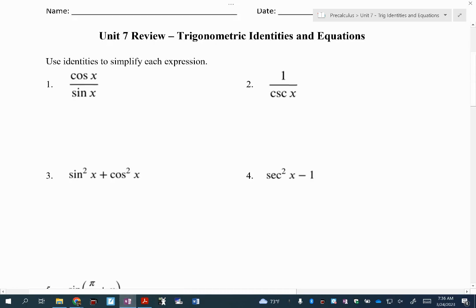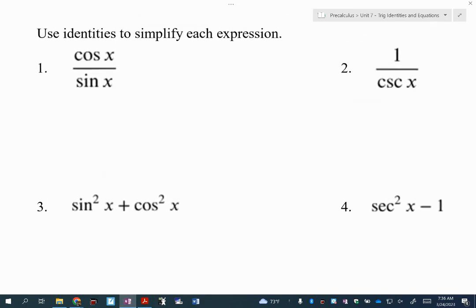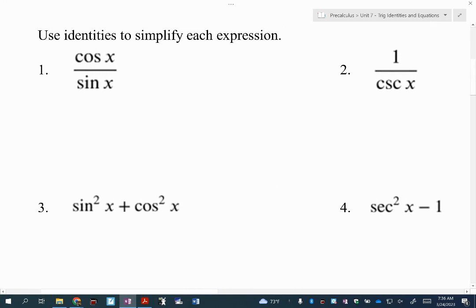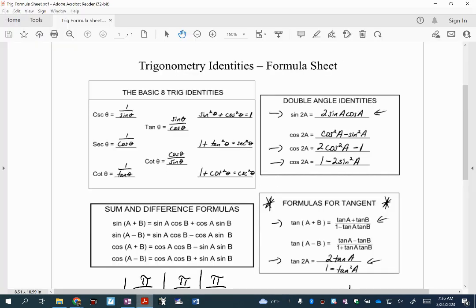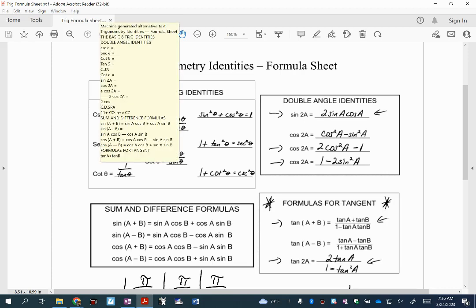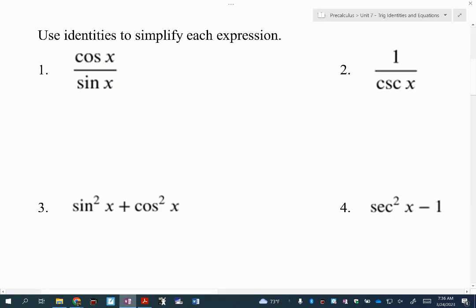All right, so the first one says, use identities to simplify each expression. So this actually is one that you will have been tested on already. All right, so if you look in the basic 8 trig identities here in kind of the middle left, you can see cosine over sine, which is the same as cotangent, right? So understanding that if I divide cosine of x over sine of x, I get cotangent of x.